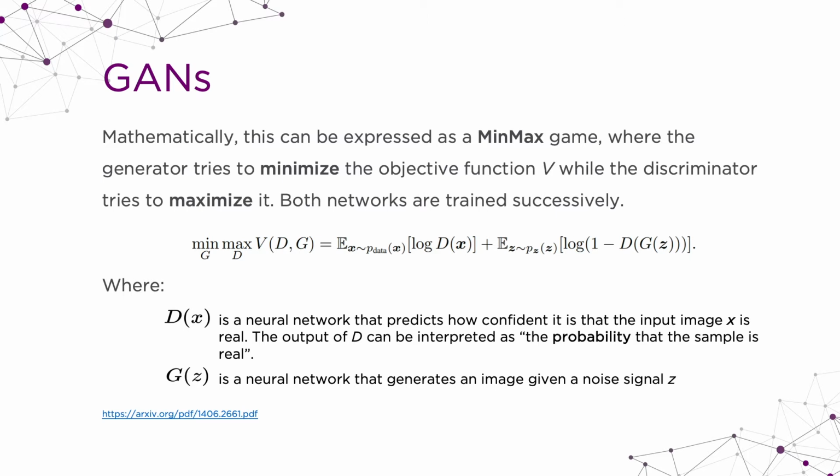Here I'm defining a few different things. D of x, this is our discriminator, and G of z, that's our generator. D of x, you can essentially think of it as a neural network that says, what is the probability that a sample is real? And G of z is a neural network that creates an image and tries to fool D of x.